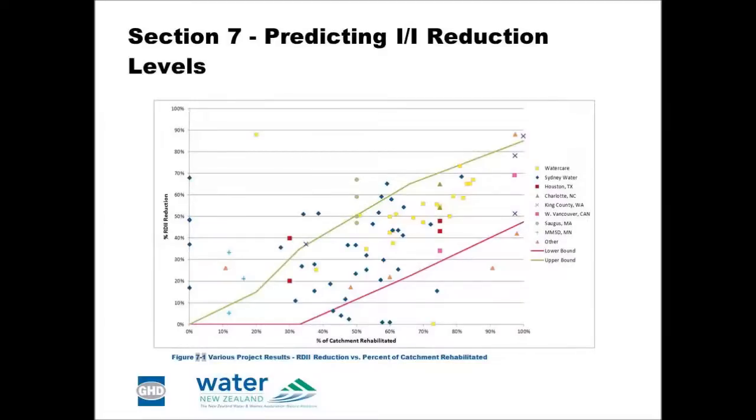Section 7 really then talks about the predictability of II reduction. So what we've been able to do is, through a research program of projects carried out here in New Zealand, across Australia and throughout North America, look at what levels of II reduction agencies have achieved from different levels of system rehabilitation. Where those programs have been successful, we've captured that data and made some sense of it to now say, if you do a certain amount of work, you will achieve a certain level of II reduction. And that's quite a key piece of information to make planning about II programs far more reliable.